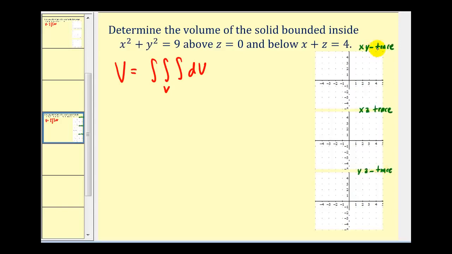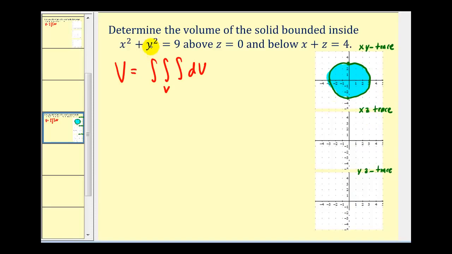To determine the xy trace, we'll set z equal to 0. So here we'll have the circle centered at the origin with radius 3. And the region in this plane is inside the circle. For the xz trace, we'll set y equal to 0.